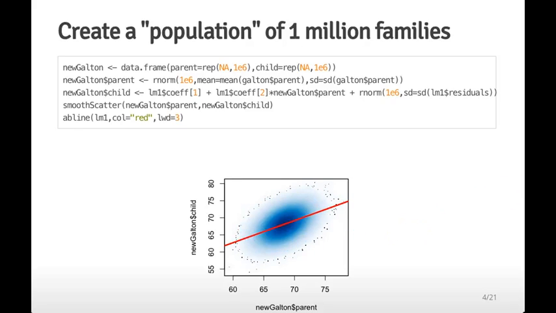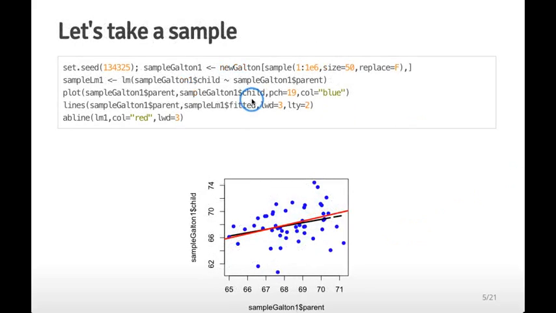So what we can do is we can imagine hypothetically taking a subsample of those 1,000,000 families and calculating a new line.